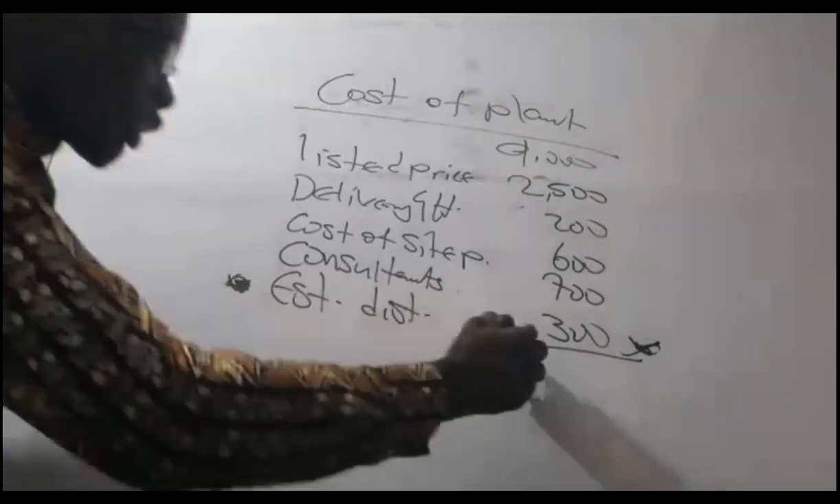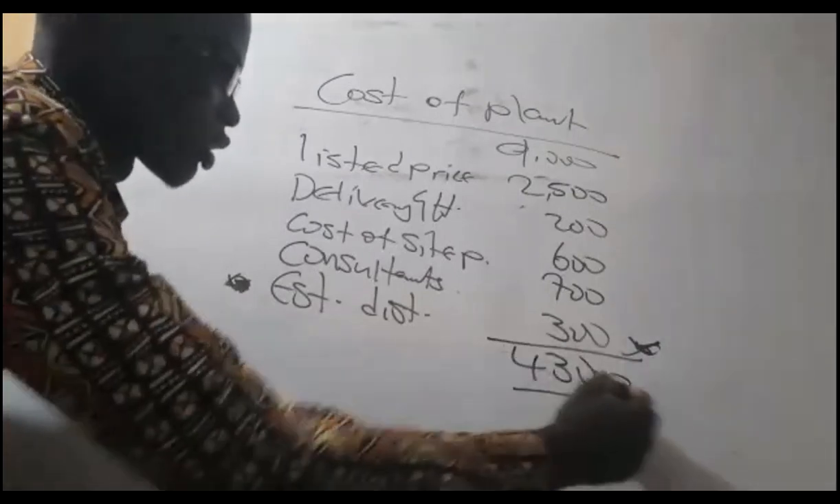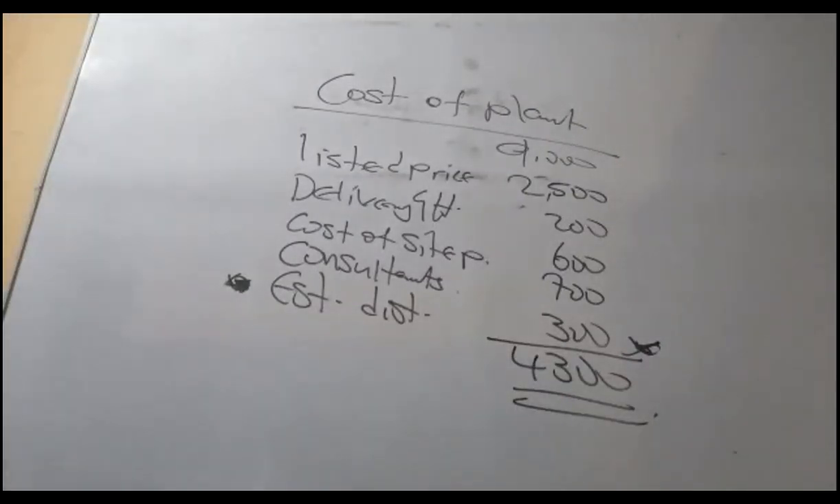So 4,300, right? Perfect. That's the cost of the plant. I've done two, which means you also do two. So it will be 2 to 2 mapping. I've changed the rule from 1 to 1 to 2 to 2. Now let's look at the next question.